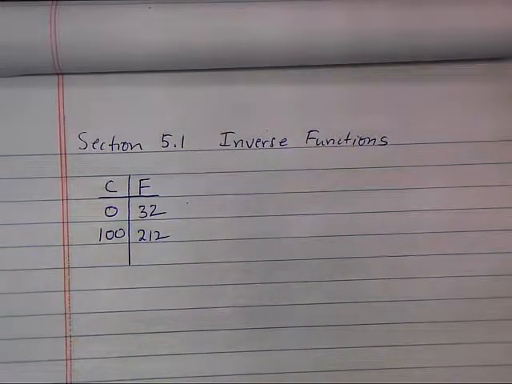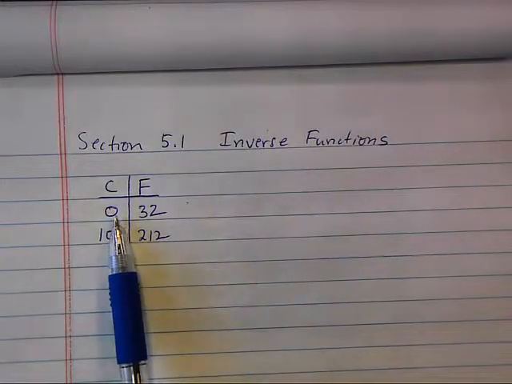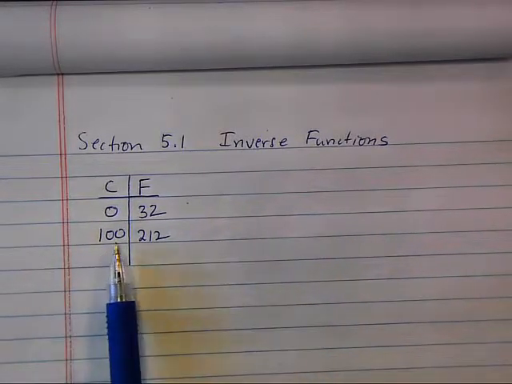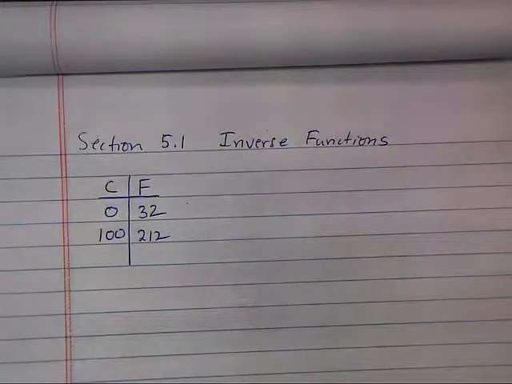Okay, so there's a little table. I've given you 2 points. One point is 0, 32. The other point is 100, 212. I want you to find the linear equation that matches that data. So in order to find the linear equation, this goes back a ways. We haven't done this in a while.